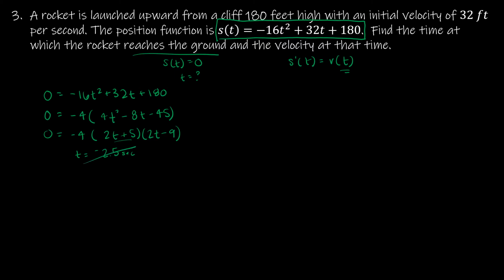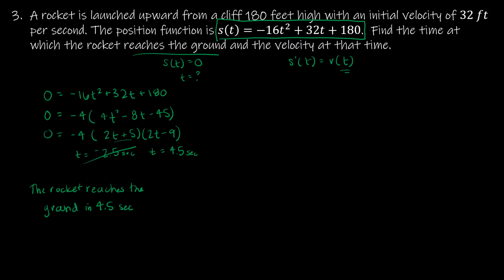That one I don't care about. So you can just indicate that by crossing it out as I did. And I don't care about it because we don't care about negative time. And then of course the other one would give me 4.5 seconds. So that's the one that I'm going to end up caring about. So again, to answer the question, the rocket reaches the ground in 4.5 seconds.